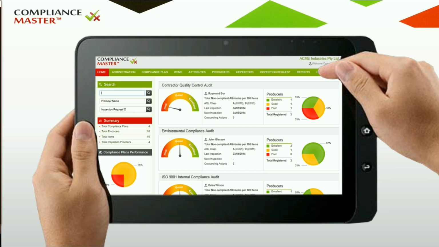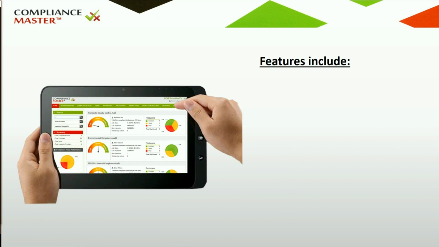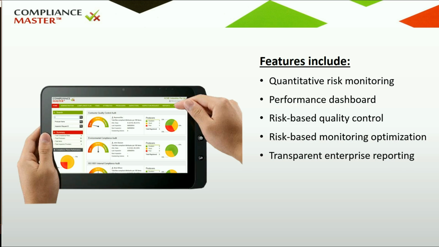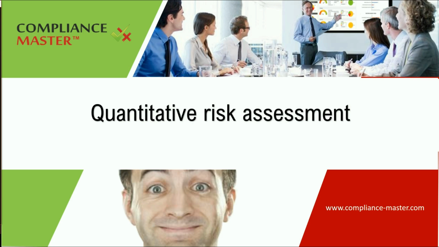Compliance Master enables organizations of all types and sizes to create a highly rigorous, yet affordable risk-based quality management system. Features include the continuous quantitative risk monitoring of processes and suppliers, an easy-to-read risk performance dashboard, risk-based product and service quality control, and risk-based monitoring optimization, transparent risk reporting, inbuilt scientific analytics, and a full online audit and approval trail.